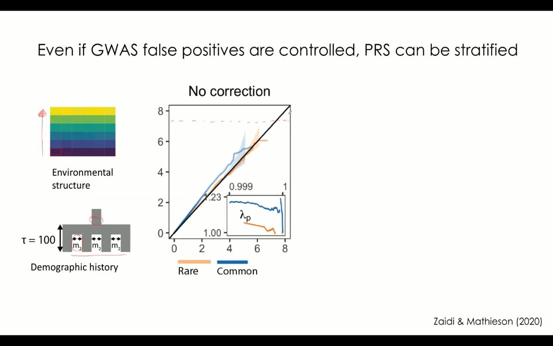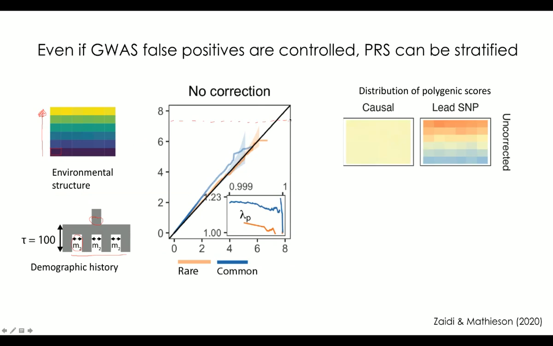But what about when we look at the PRS? Then we see something quite different. If we actually know the causal variants and just build the PRS out of the causal variants, then we don't see any structure. These are maps of the relative value of the PRS corresponding to the map of the environmental structure. Of course, we know that that's the case because we simulated that there is no true genetic structure. But in practice, we don't know the causal variants. We have to try and infer them from the GWAS.